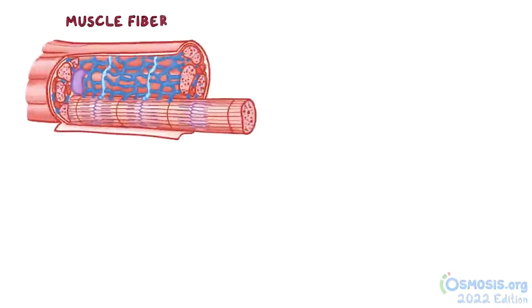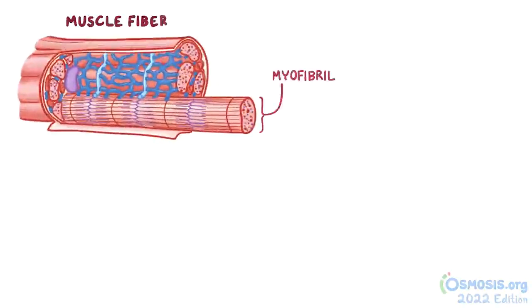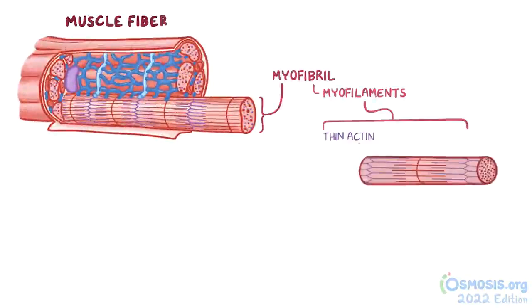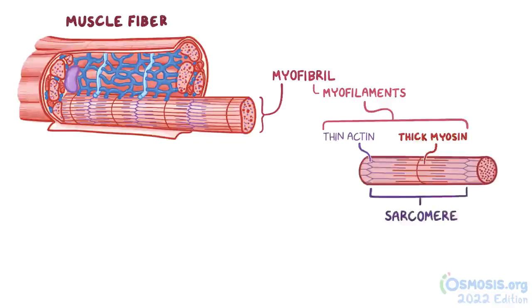The muscle fibers contain many myofibrils that are made up of contractile proteins called myofilaments. The myofilaments consist of thin actin filaments and thick myosin filaments that are arranged in parallel and also form the basic unit of the striated muscles called a sarcomere. The myofilaments mainly consist of thin actin filaments and thick myosin filaments.